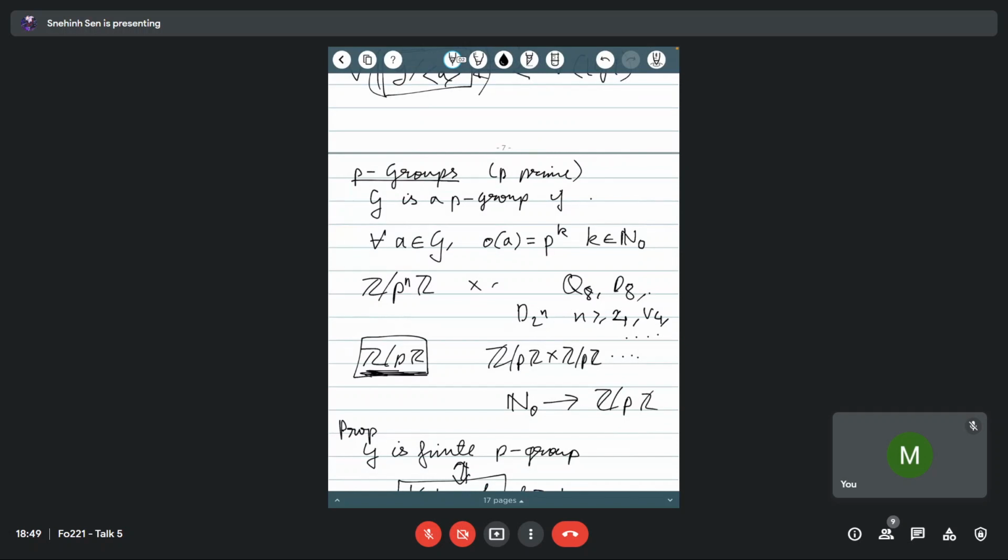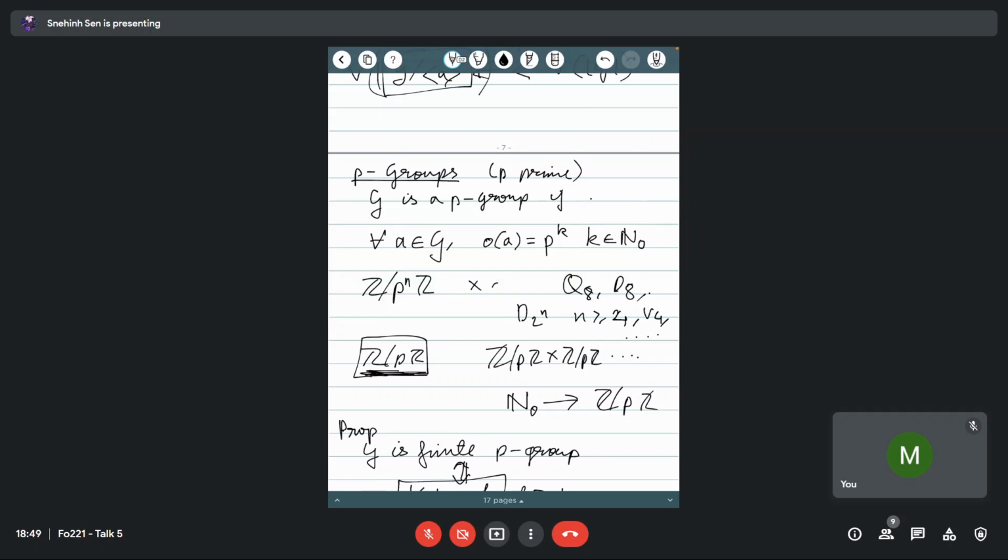And what are p-groups? A group where every element has an order which is a power of p, where p is a prime. Of course, I forgot to mention this, but if you take any natural number n, when does it make sense to talk about n-groups? Anyone? Any answer?